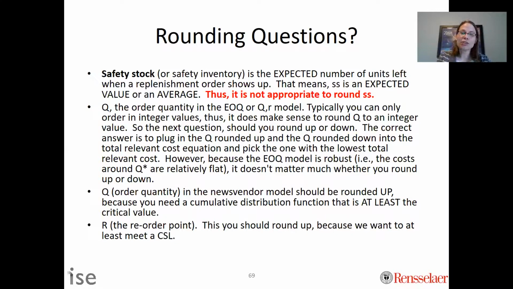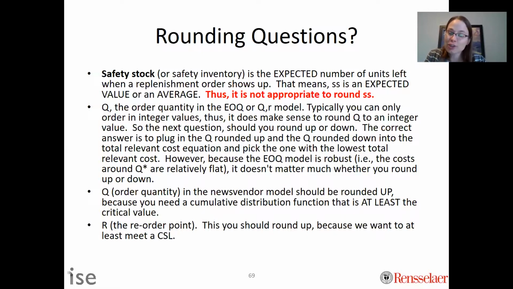So you could think about it this way: when the replenishment order, the UPS guy, shows up, I count how many units I have. On day 1, I have 10 units, for example. Then on day 2, when the person shows up, I have 5 units. Then on day 3, I have 3 units, right? And then day 4, I have 15 units, right? So all of those are integers, but what is the safety stock? The safety stock is the expected value. I would take the average of those 4 numbers, and that doesn't need to be an integer value. So you should not round safety stock.